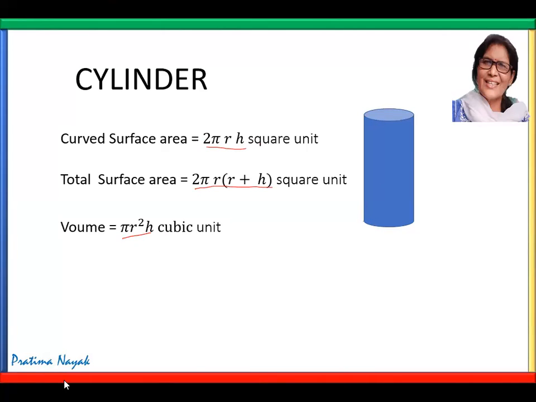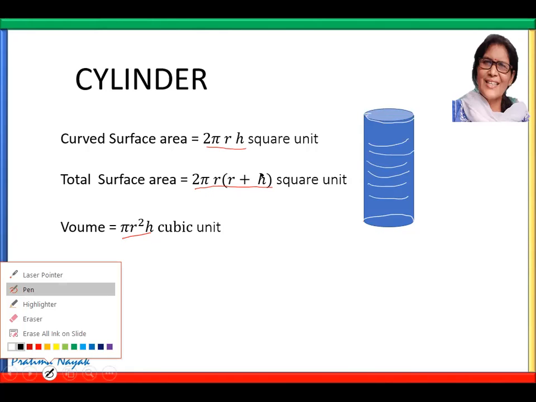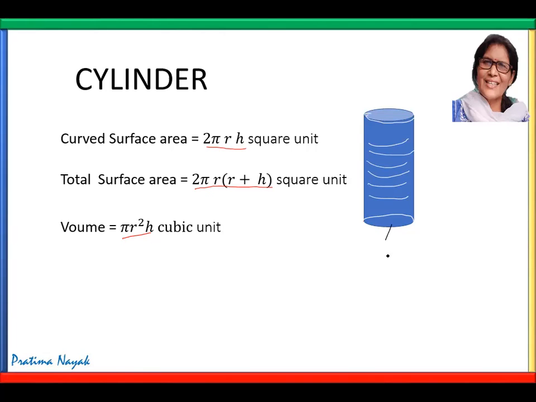You can find that there are two plane surfaces. One is at the bottom, one is at the top, and both are circles, and this is your curved surface area, the sides of this cylinder. So now, what is the area of this circle? It is pi r square. Base area is pi r square and top area is also pi r square, and curved surface area is 2 pi r into h.